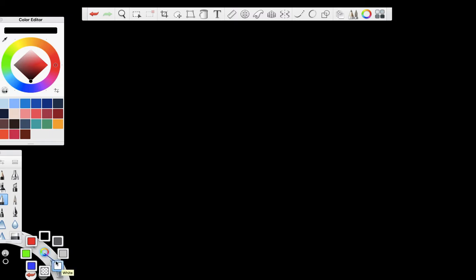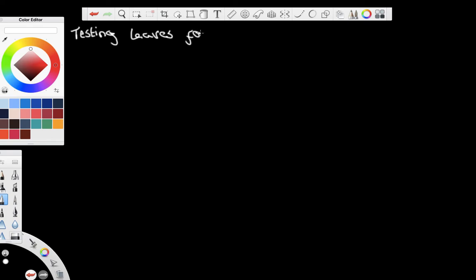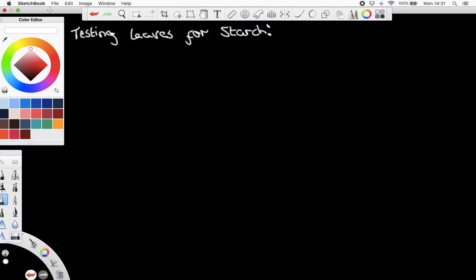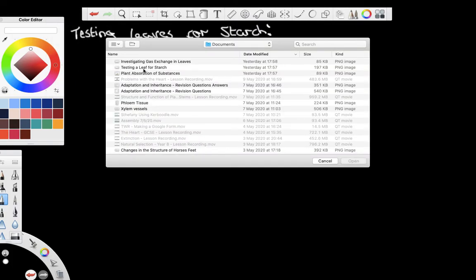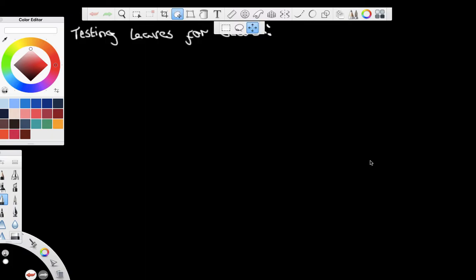Please put the subheading in your book: testing leaves for starch. Now, this was a question on the first GCSE paper of the new specification, and it really caught us off guard. I never really considered that they would ask you this, but it seems to be an examiner's favourite, so we're going to discuss it.